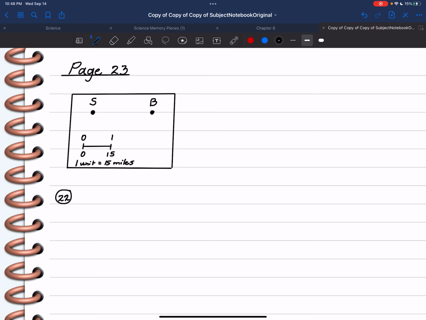So it gives me the scale that 1 unit is the equivalent of 15 miles. What it does not give me is the other number to put in this proportion. But I do know that I'm looking for miles. So we're going to have to come up with the units between these two areas. And that's where this picture is so important.